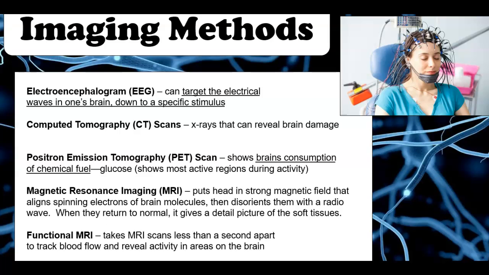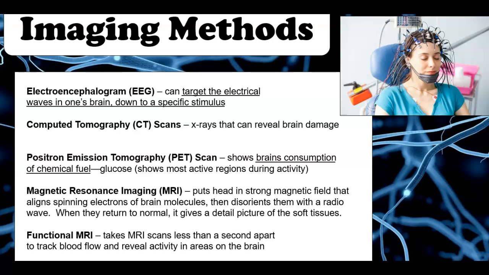All right, so an EEG can target the electrical waves in your brain down to specific stimulus. A CT scan uses X-rays that reveal brain damage. A PET scan shows brain consumption of chemical fuel, so glucose levels. An MRI puts the head in a strong magnetic field that aligns spinning electrons of brain molecules. It disorients them with a radio wave, and they return to normal, and it can give you a detailed picture of soft tissue.